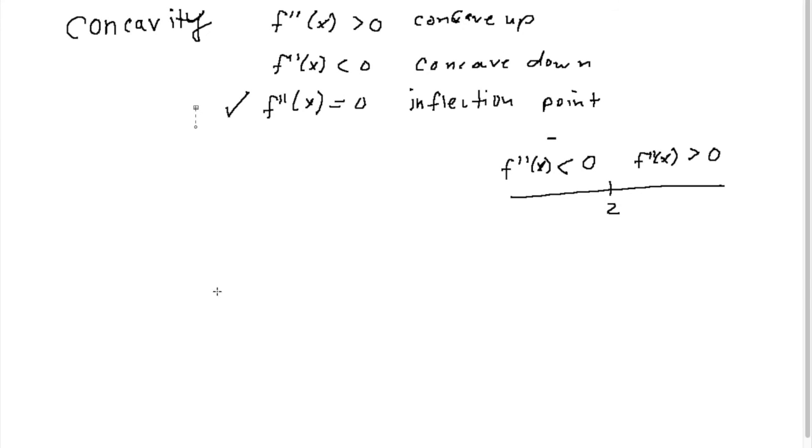The last thing we want to do is just list the intervals where it's concave up and concave down. For this graph, we would say it's concave down from negative infinity to 2, using parentheses, because at 2 it's neither up nor down, it's actually equal to 0. And we would say it's concave up from 2 to infinity.